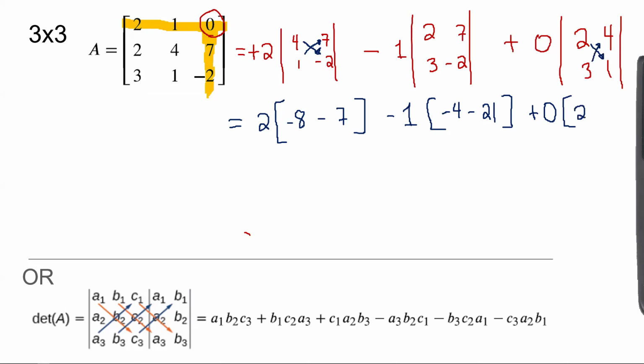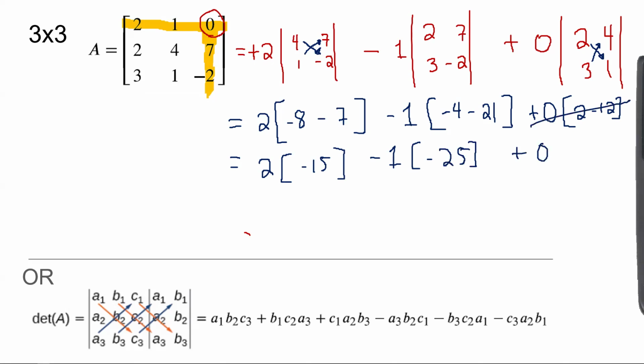3 times 4 is 12. I've got to subtract that. There's everything that I need. And you can take as much time as you want to cook this thing down. I'm going to get a negative 15 here, and here's a minus 1 times negative 25. And of course, anything times 0 is 0, so all that goes away.